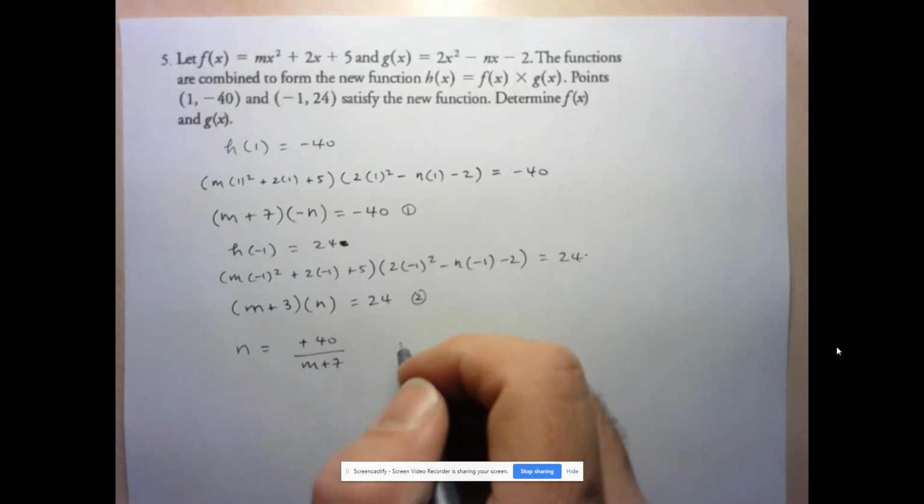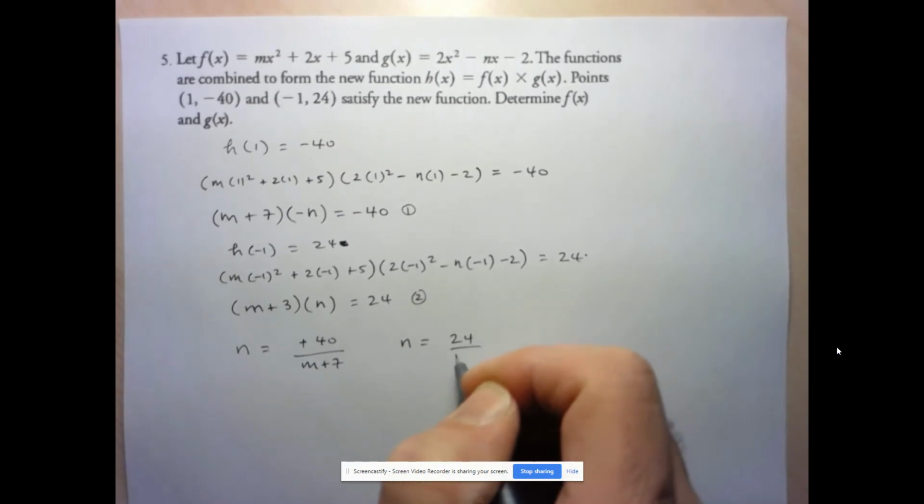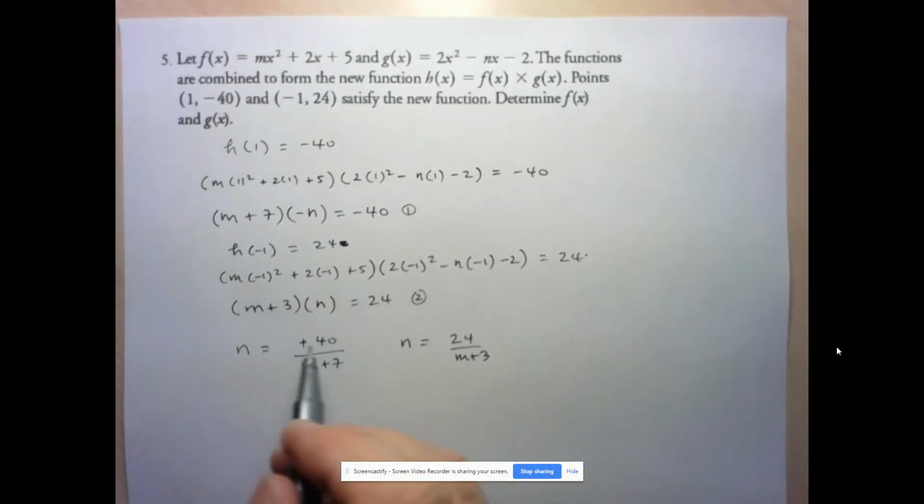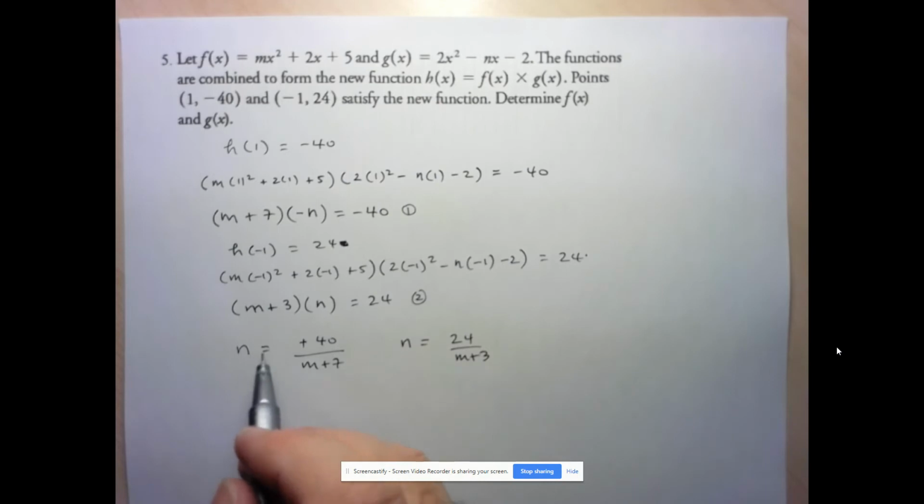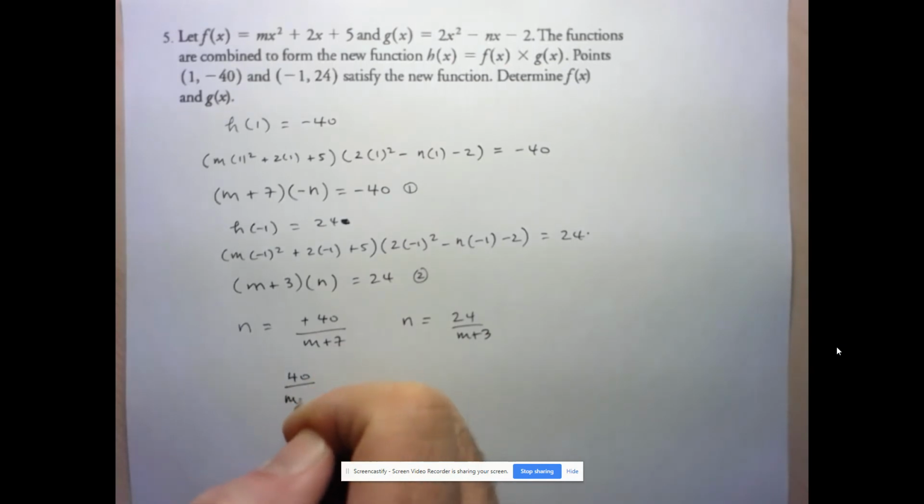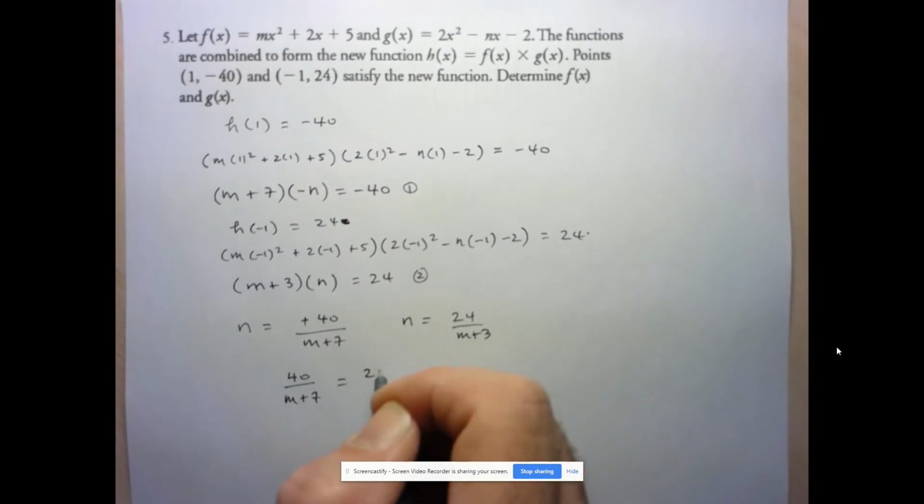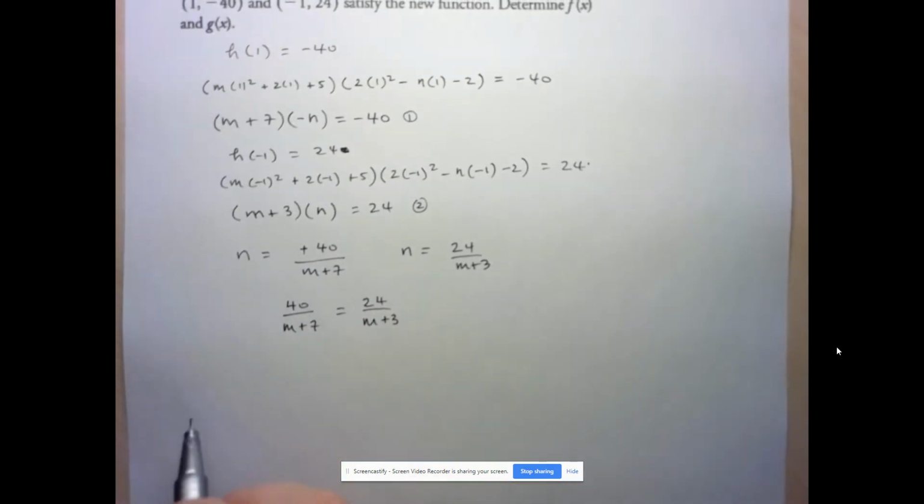And then from the second equation, I've got that n is equal to 24 over m plus 3. And of course, these two are the same. So if these two are the same, then these two expressions are also going to be equal. And what this allows me to do is set up an equation that contains only one variable, in this case the m. And I recognize this as a rational equation.